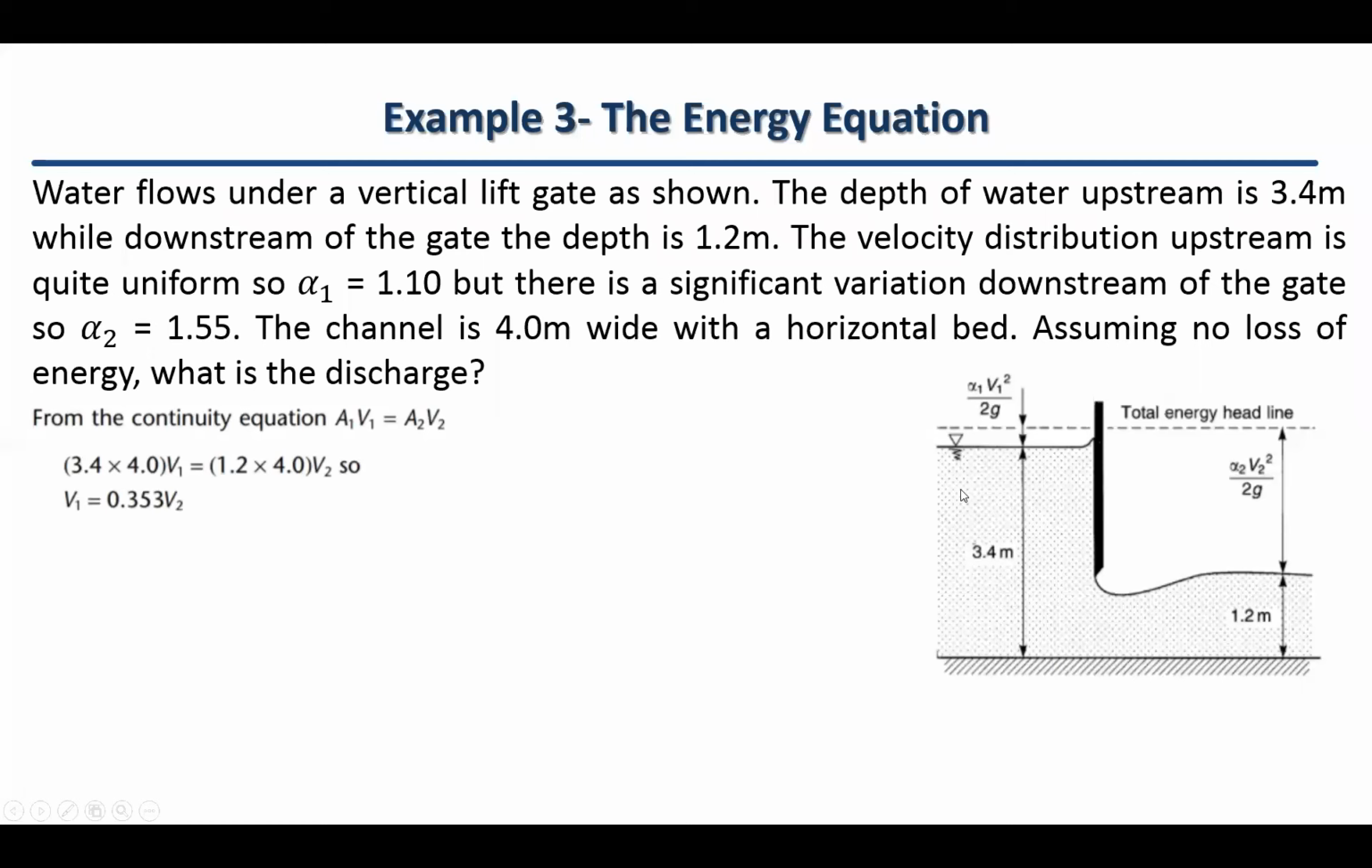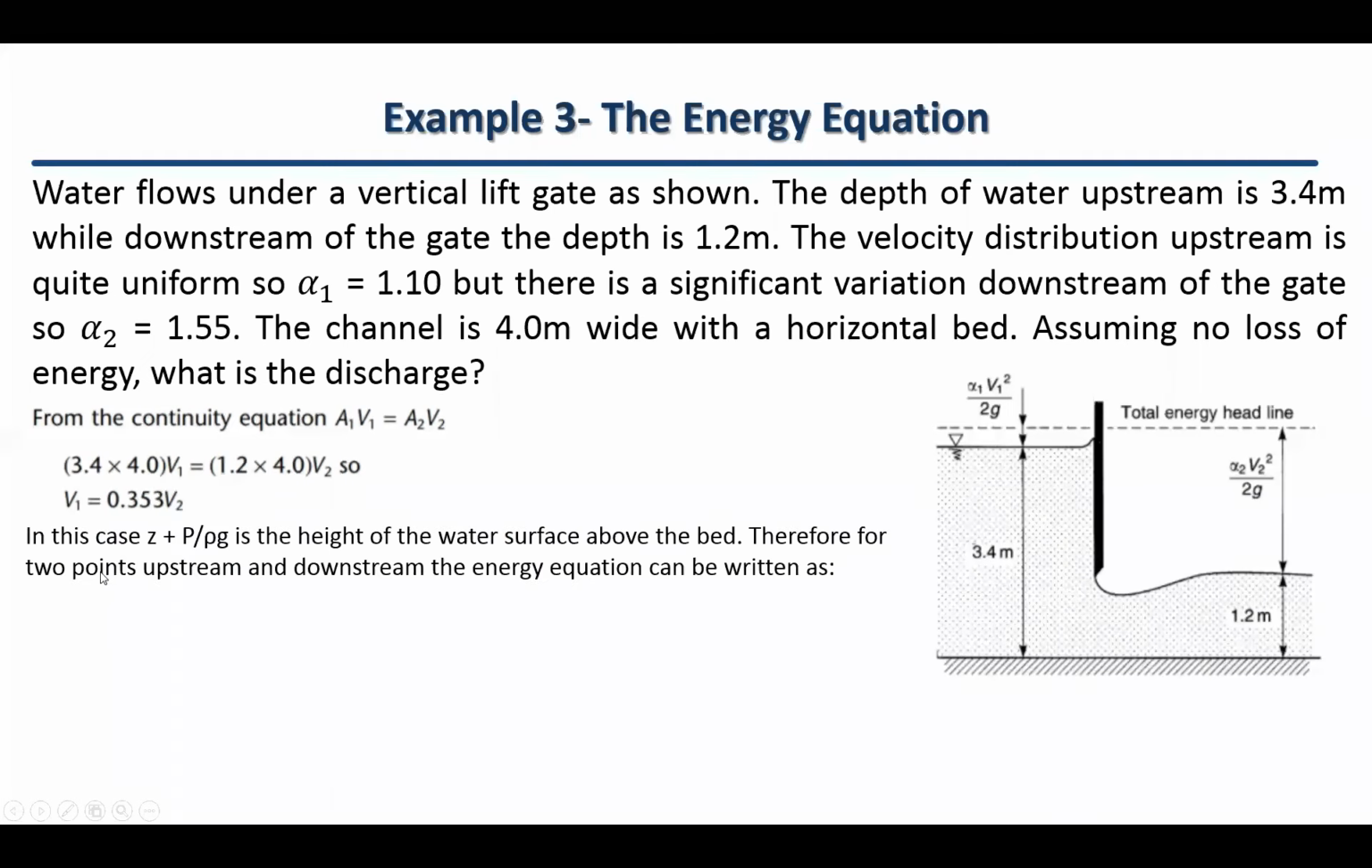First of all, we write the continuity equation: A1 V1 is equal to A2 V2. We need the relationship between V1 and V2. A1 is the 3.4 depth times 4 meters width, so A1 times V1 is equal to A2, which is 1.2 meters high and 4 meters wide, times V2. So the relationship is V1 equal to 0.353 V2.